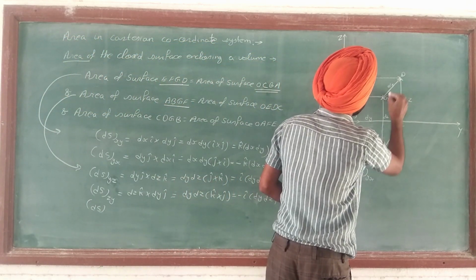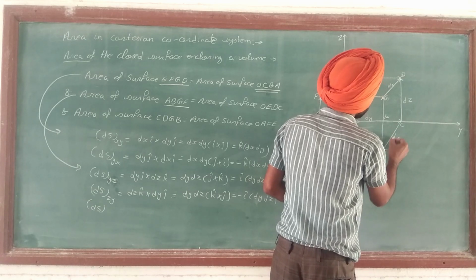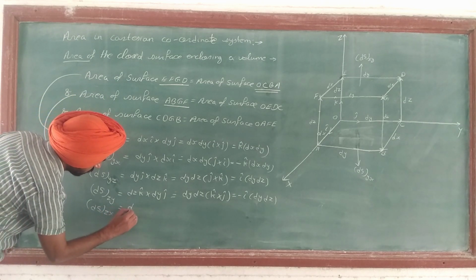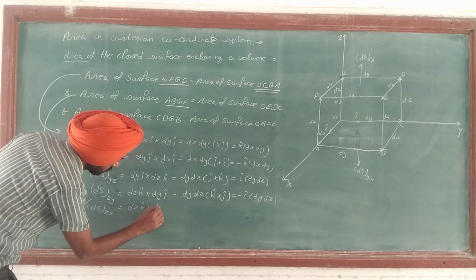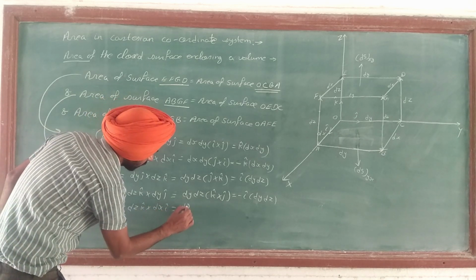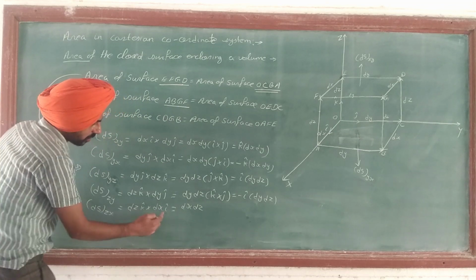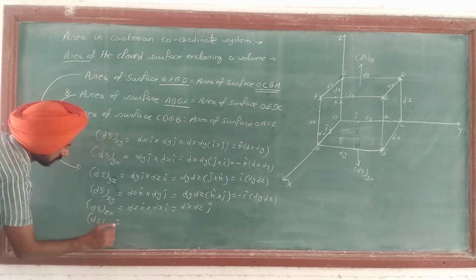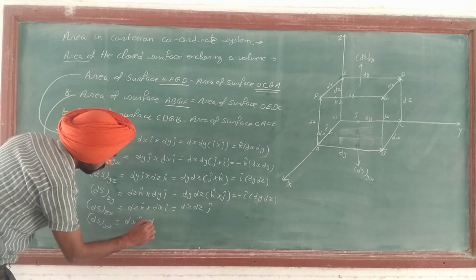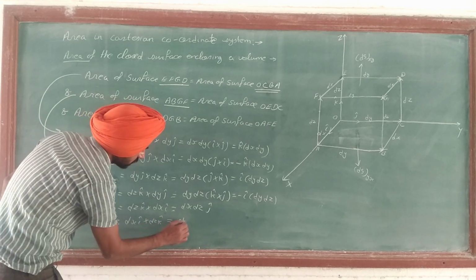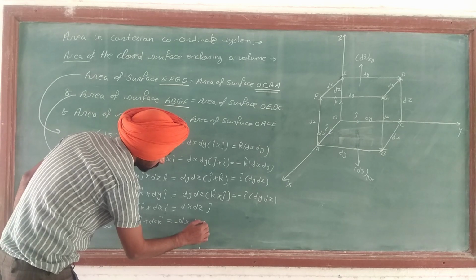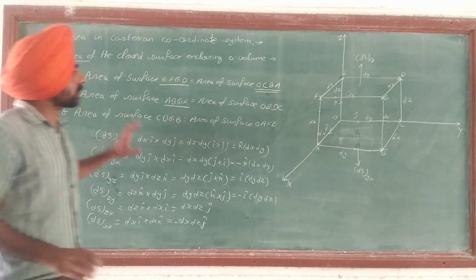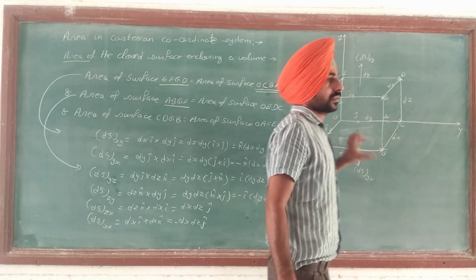So now we are looking at this face. This face is the xz plane. So zx plane. So ds zx is dz k cap cross dx i cap. So it will be dx dz, k cross i is j cap. And similarly ds xz is dx i cap cross dz k cap. So it will be minus dx dz j cap. Okay.